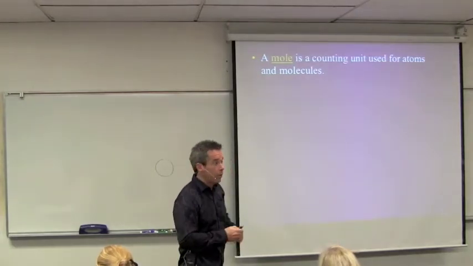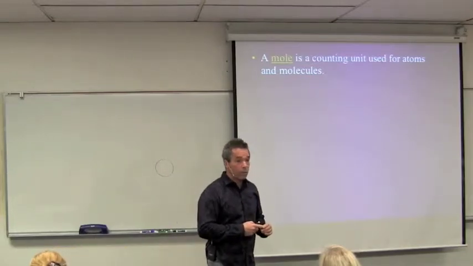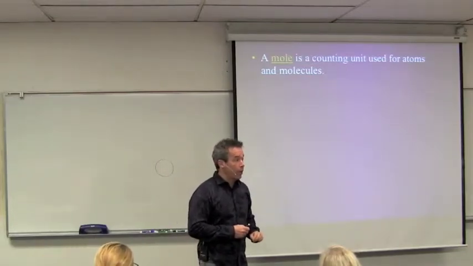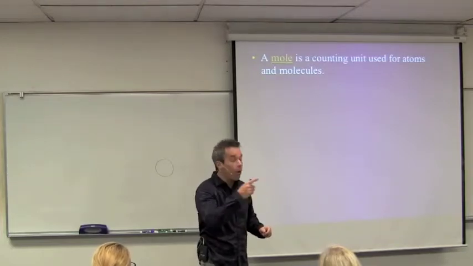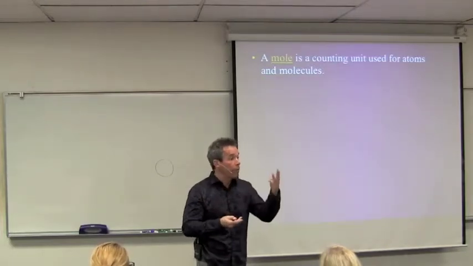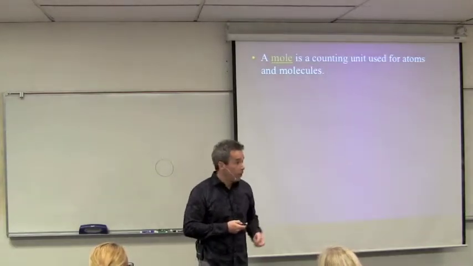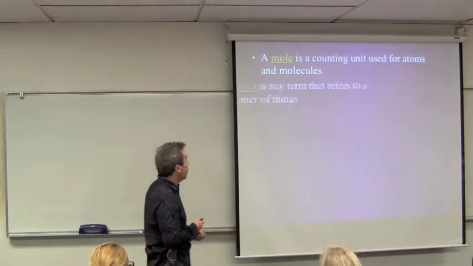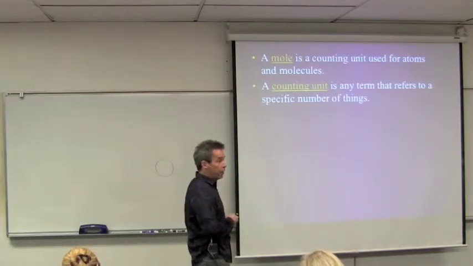Feet is only for distance. Can you guys think of any other counting units? What if you're going to count two things? What do we call that? A pair or a couple. How about three things? Or few, right? So a counting unit, a term that refers to a specific number of things.